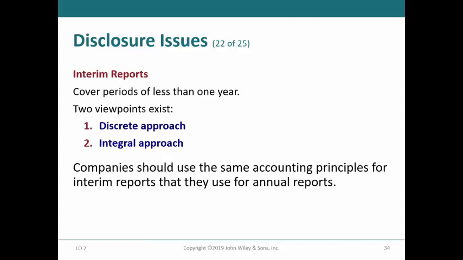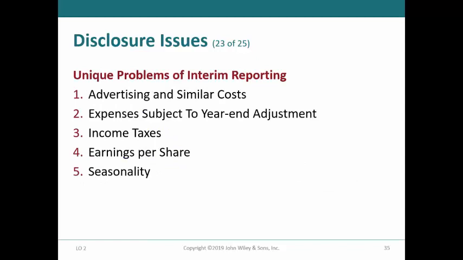For example, if a company uses the percentage of completion method for recognizing revenue on an annual basis, then it should use the percentage of completion method for interim reports as well. However, there are some allowances made for inventory and period cost. Because of the short-term nature of interim reports, there are some special reporting problems that need to be considered.